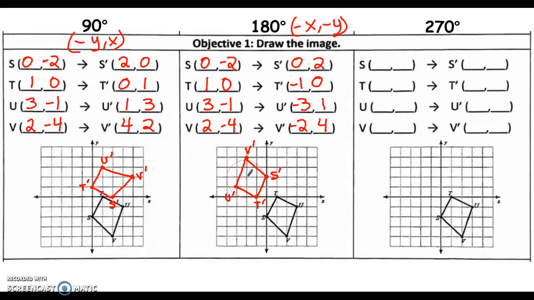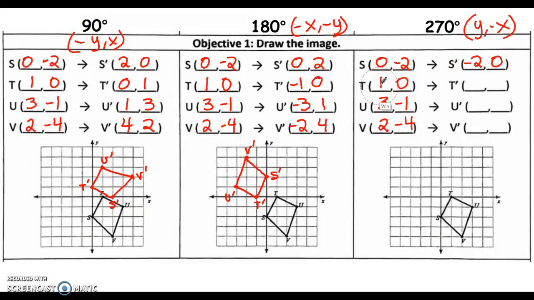All right, and lastly, we'll look at 270. Again, this is the same figure as the last two, so we're just going to rewrite our pre-image ordered pairs. Okay, and we need to remember our function for 270. It is y, negative x, which means that we are going to change the sign of the x value, and then we're going to swap them. So our x value here is 0. We know that it does not have a sign, so let's go ahead and swap them. So this will become negative 2, 0.